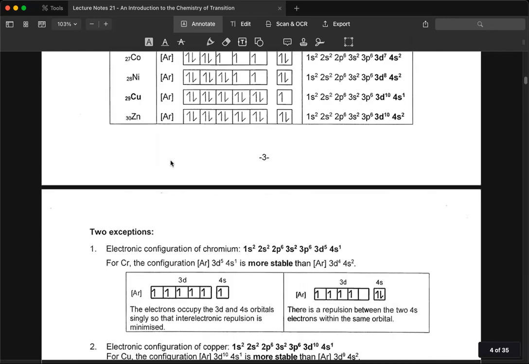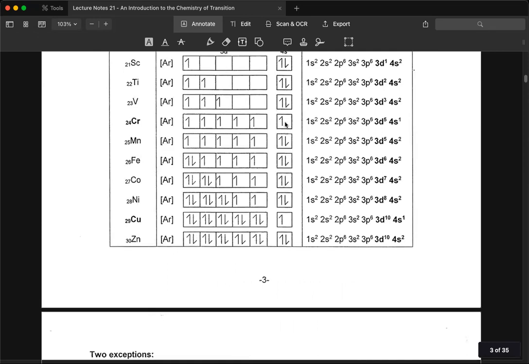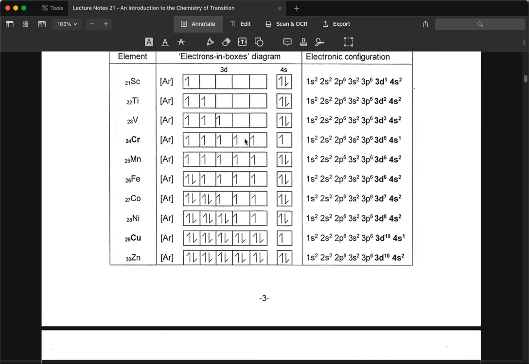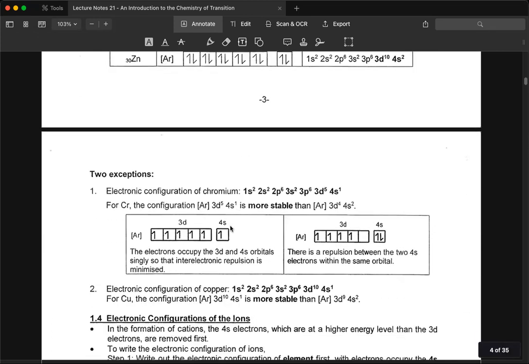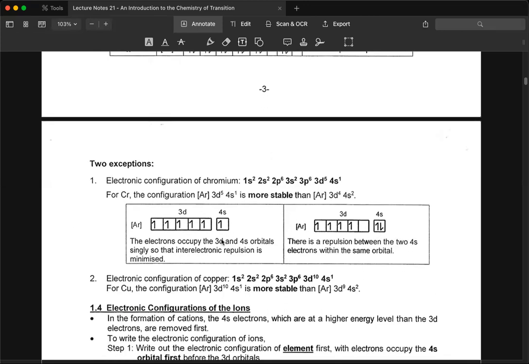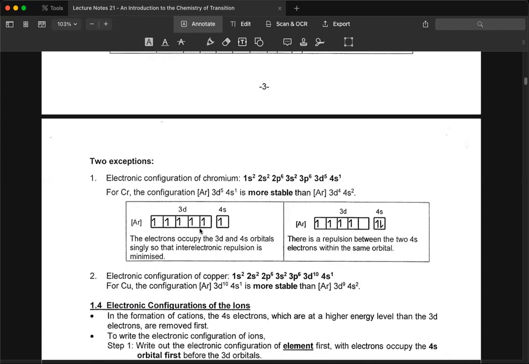So for chromium, instead of having 2 electrons in 4s, we have 5 electrons in 3d, because the arrangement of electrons that is half filled is actually more stable than 3d4 and 4s2. The reason is because the 2 electrons in 4s2 are repelling against each other. So due to the repulsion, the configuration is less stable. So in order to minimize repulsions between electrons, an electron moves to the 3d orbital for more stability.